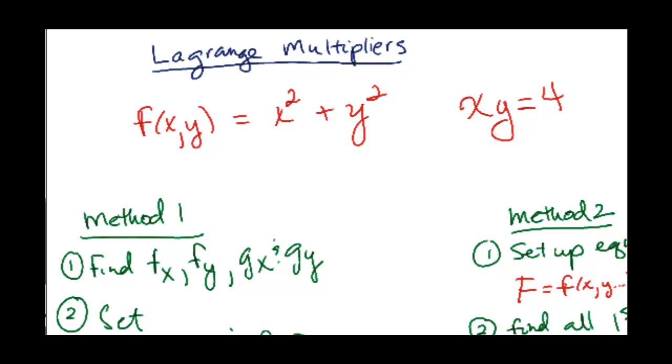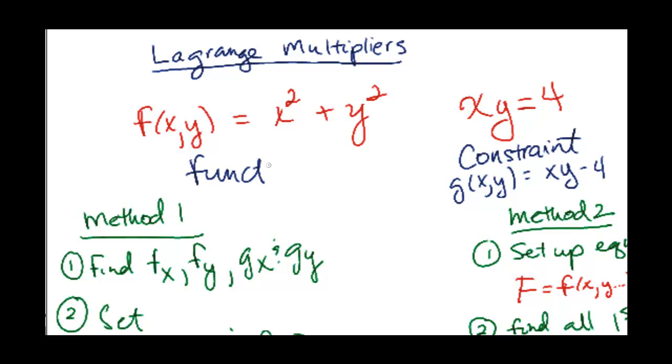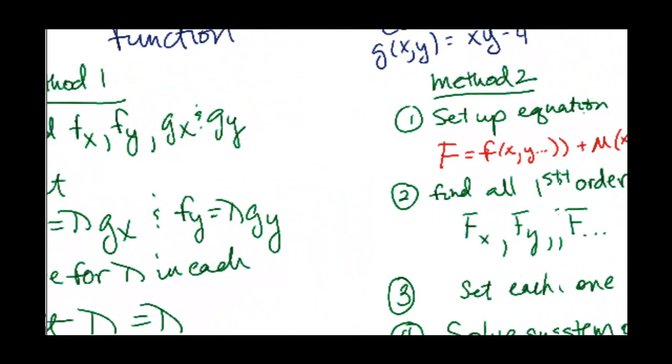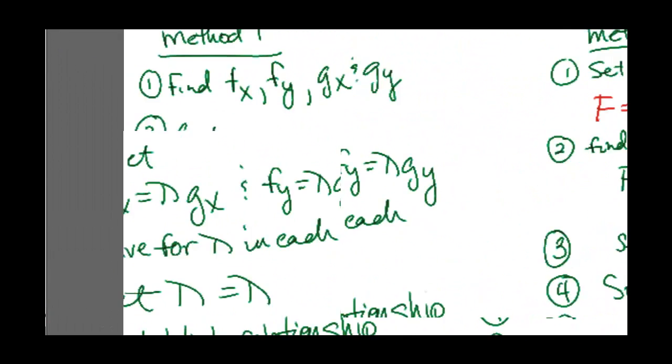Which one of these is the constraint and which one of these is the actual function? Well, anything that's equal to a number is the constraint, and usually you will just say g of xy in this case would equal xy minus 4, and then this would be your main function you're trying to optimize. When you're doing these problems, there are two basic approaches you can use. One is better for a single constraint. Method 2 is better for multiple constraints. So let's look at method 1.